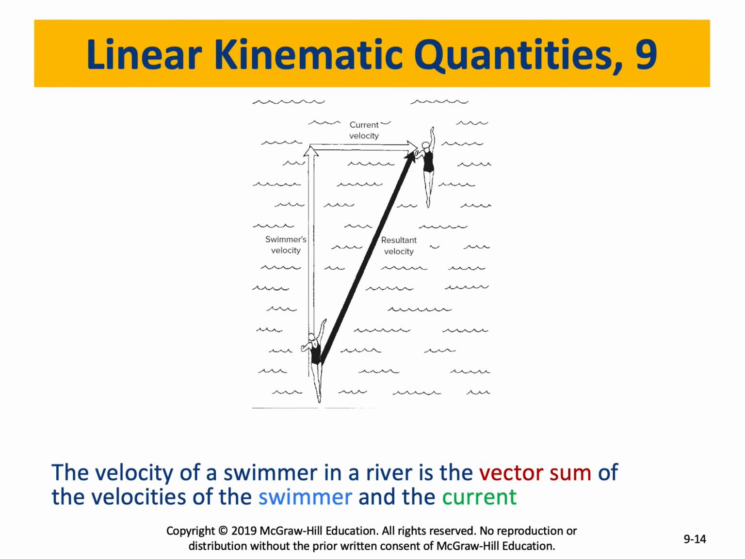Now, to give a biomechanics example, the velocity of a swimmer in a river, which is a vector, is the vector sum of the velocity of the swimmer, that's this vector, and the velocity of the current, that's that vector. The addition of these two vectors results in what we call the velocity of the swimmer in the river. So these are the things that you need to keep in mind: velocity is a vector, and we do the arithmetic based on that as well.